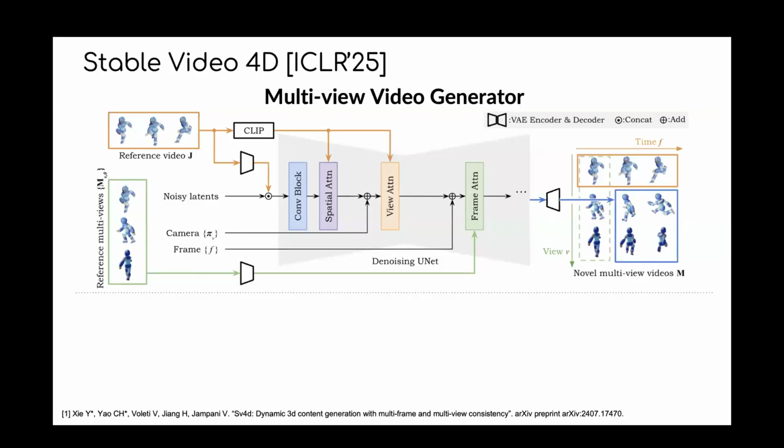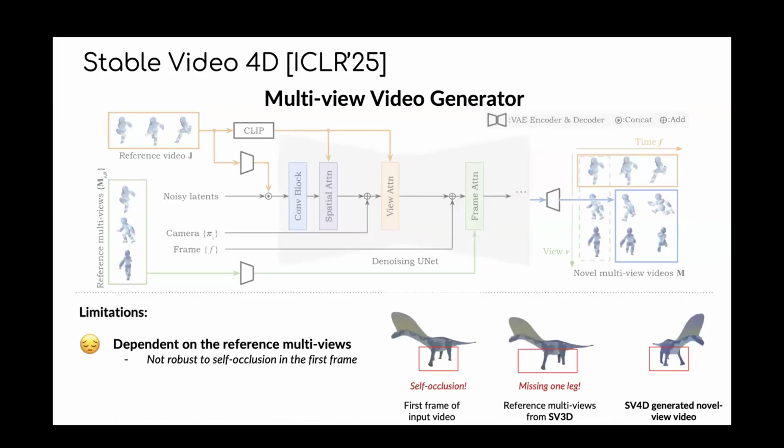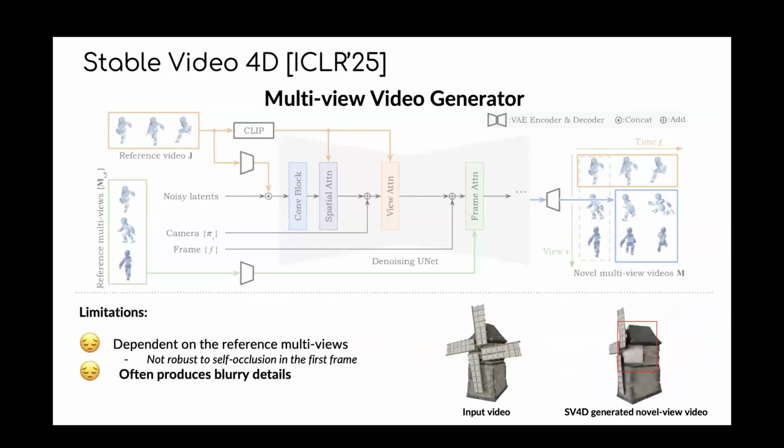But it has some limitations, since we first generate these reference multi-views. Let's say for this dinosaur, if one of the legs is missing in the input view, sometimes it also misses it in the output views here, because these reference multi-views may miss that leg. So it is not robust to self-occlusion in the first frame. It also often produces blurry results because of this disentangled attention across views and across frames. It is not completely spatio-temporally consistent, these novel views.